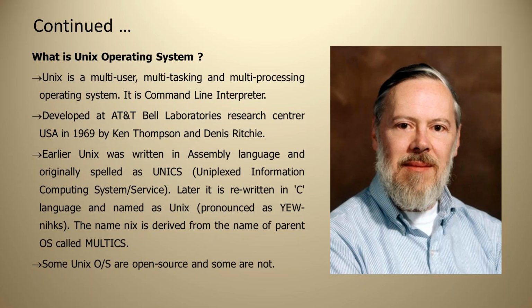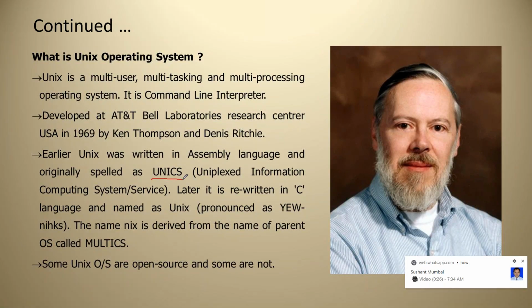Earlier, Unix was originally written in assembly language. So whenever they developed this Unix operating system, in the beginning the name was UNICS, Unix. So the full form of Unix is Uniplexed Information Computing System. So UNI is for Uniplexed, I is for information, C is for computing, and S for system or service. So earlier the name they had given was like this. The short form is UNICS. So we say Unix.